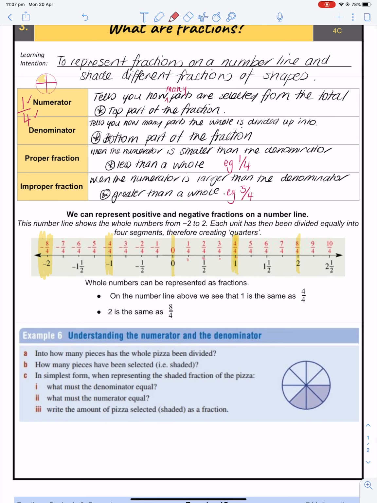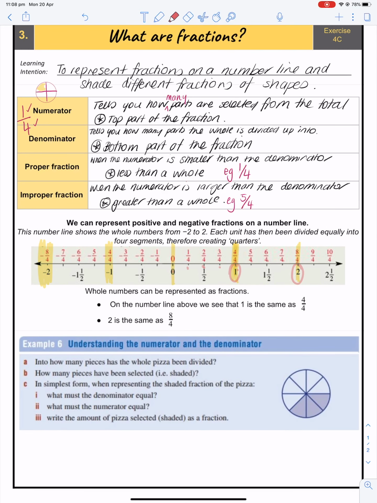Now 2 quarters is the same as a half. It's midway between 0 and 1. And 4 quarters, 4 over 4 is the same as 1. Okay, then we keep going. 5 quarters, 6 quarters, 7 quarters, 8 quarters. Well, that's the same as 2. 4 goes into 8 2 times. Okay, and that repeats on the other side.